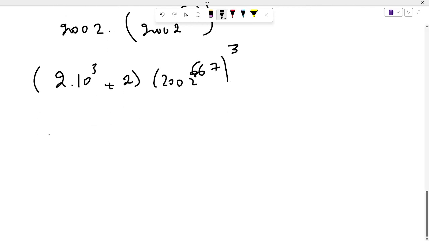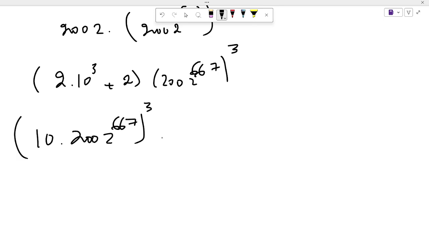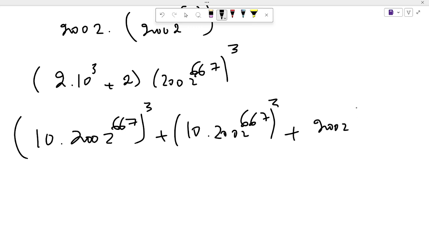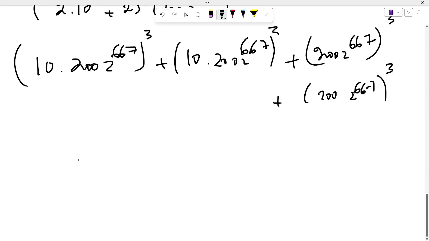So now it becomes quite easy. It's 10 times 2002 to the power 667 all to the power 3, plus 10 times 2002 to the power 667 all to the power 3, plus 2002 to the power 667 all to the power 3, plus 2002 to the power 667 all to the power 3. So our final answer is t equals 4.